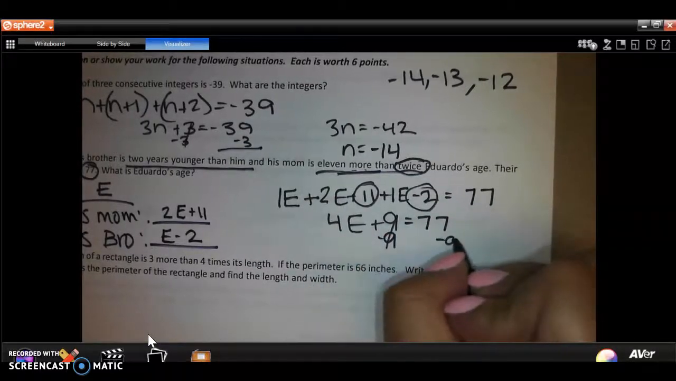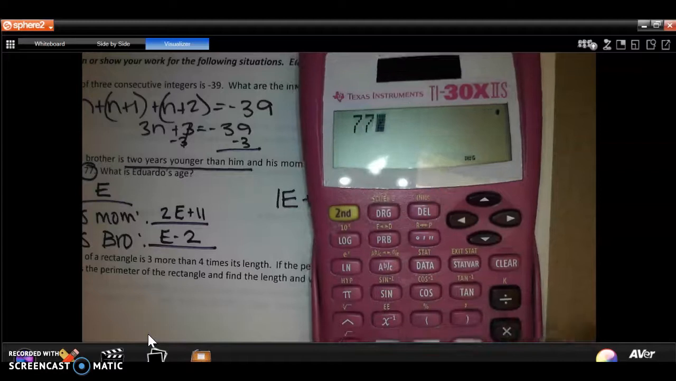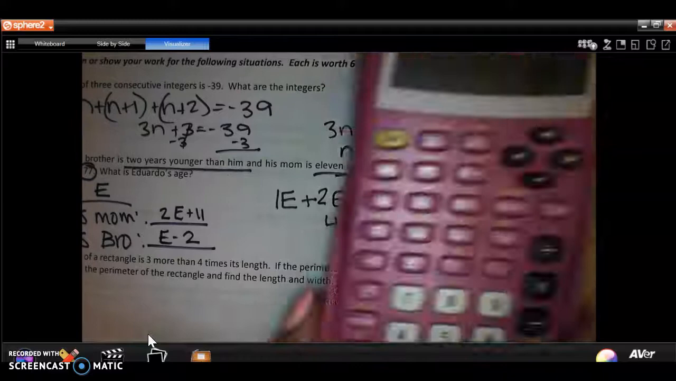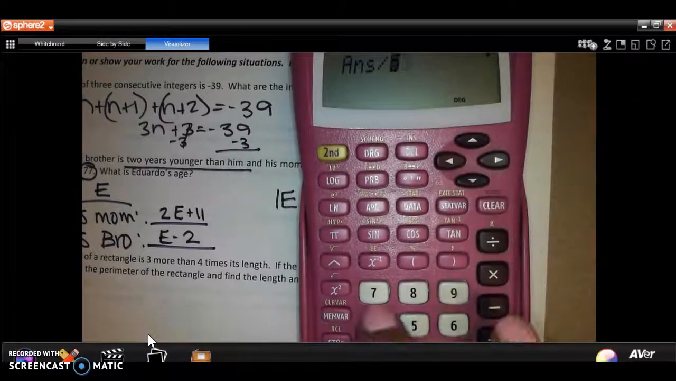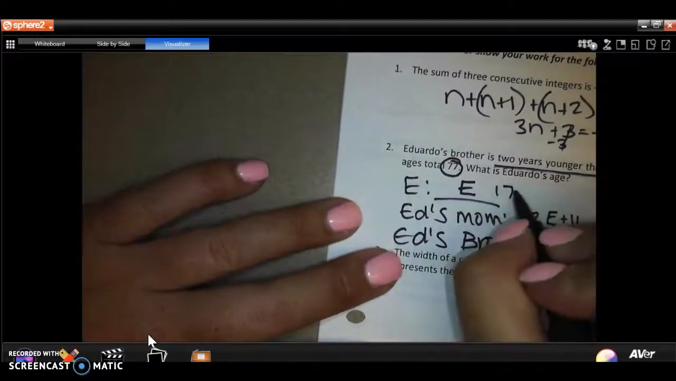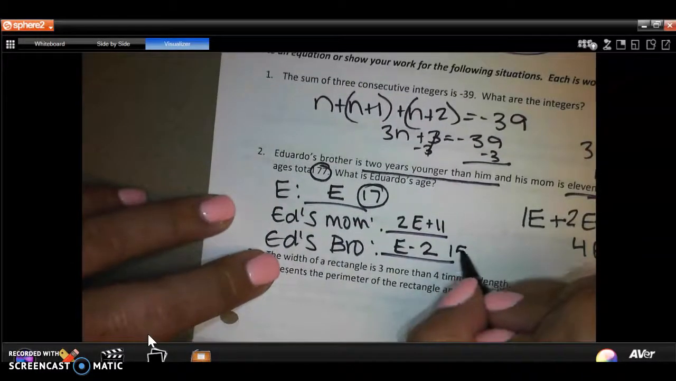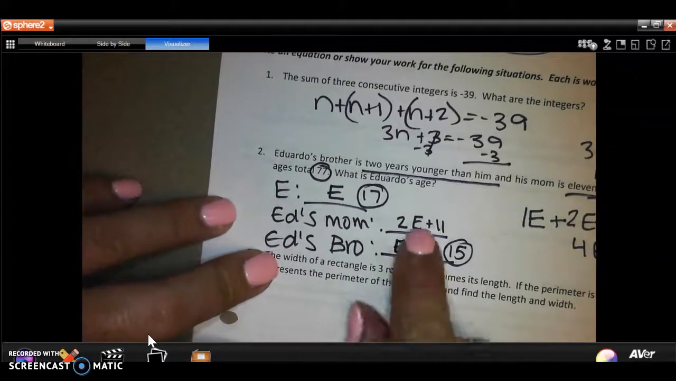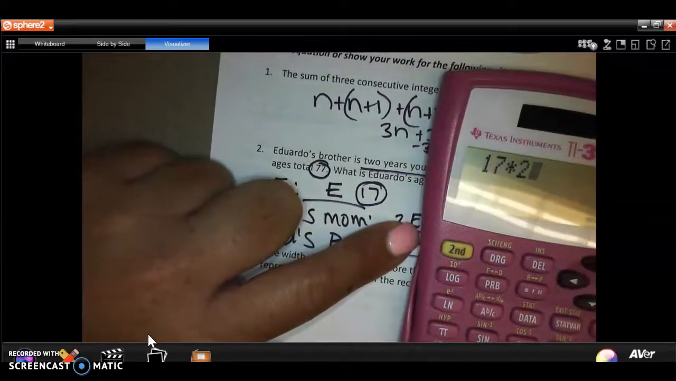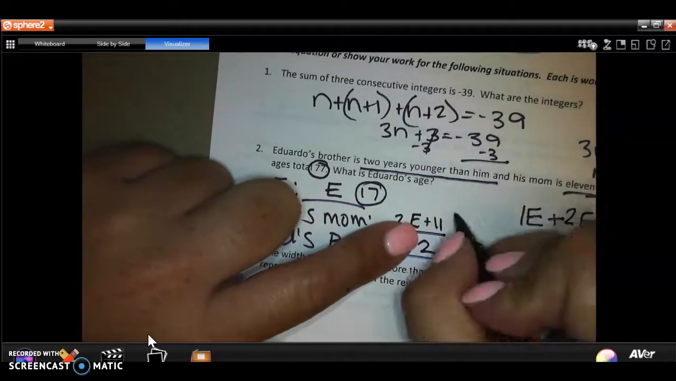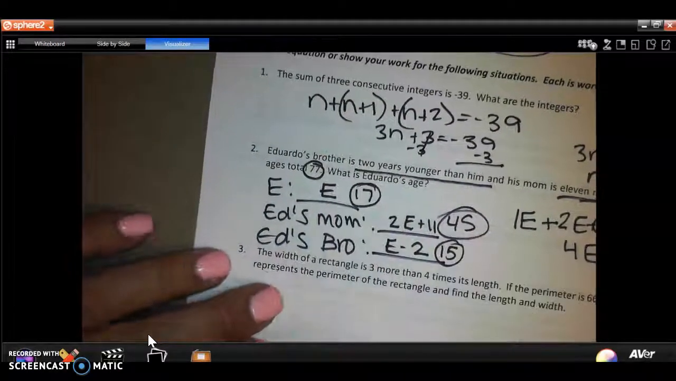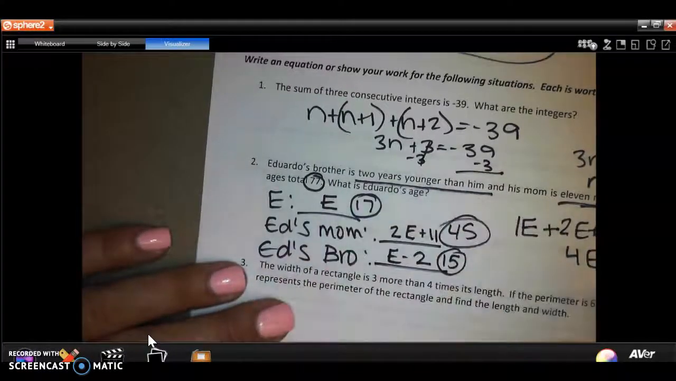I'm going to subtract that 9 on both sides. I know 77 minus 9 gives me 68. I have 4E equals 68. If I divide both sides by 4, you get E is 17. What does that mean, E is 17? Eduardo is 17. His bro must be 15 because he's 2 years younger than him. And mom is 2E, so that's 17 times 2, plus 11, which gives you 45. His mom is 45 years young. You should be able to add 15 plus 17 plus 45 together to give you 77 to check your work.